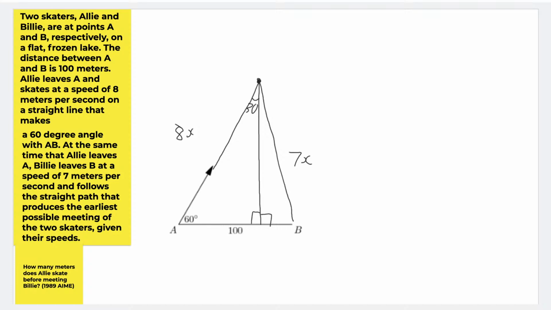Now the side opposite to 90 is 8x, and the side opposite to 30 is always half of the side opposite to 90, which means this is just 4x. And the side opposite to 60 is the square root of 3 times the side opposite to 30. So this is 4x times the square root of 3. And we already know AB is 100, so this is just 100 minus 4x.